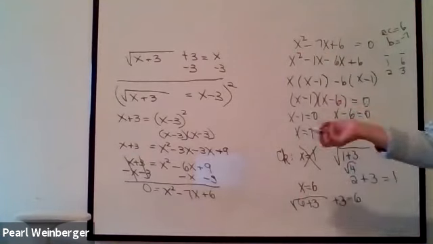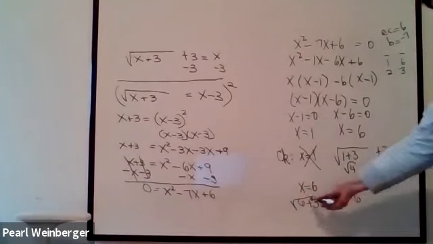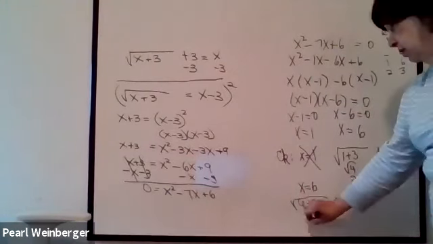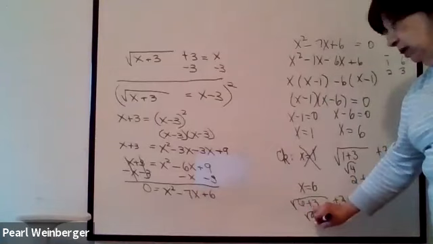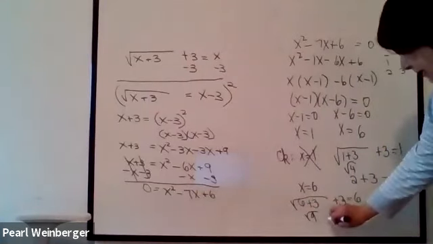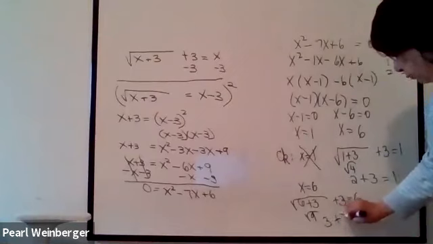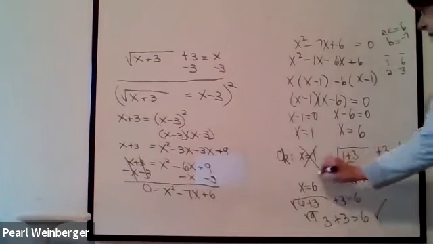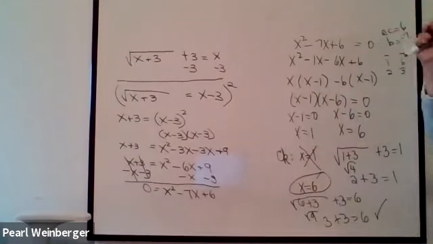I'm replacing the x with 6. Now 6 plus 3 is 9. So this is the square root of 9, which is 3. So I'm getting 3 plus 3 equals 6. And of course, that is correct. So this is my answer, and that is the only answer.